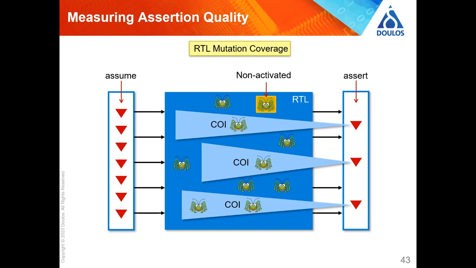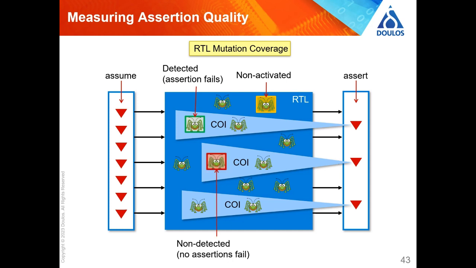If we have a fault that's in the cone of influence and it's being detected, in other words, the assertion fails, so we've caught it, then that's a good thing. That tells us that that particular assertion is doing its job. What we don't want to happen is to have a fault in the cone of influence that goes undetected, because that tells us that our assertion is not written well enough. So again, we need to go back, look at our asserts, and figure out how can we make this better.